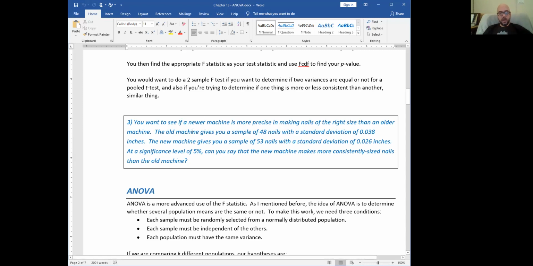So the old machine gives us a sample of 48 nails with a standard deviation of 0.038 inches, and the new machine gives us a sample of 53 nails with a standard deviation of 0.026 inches.